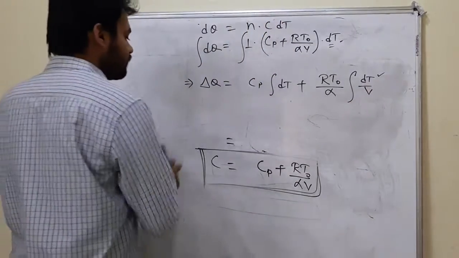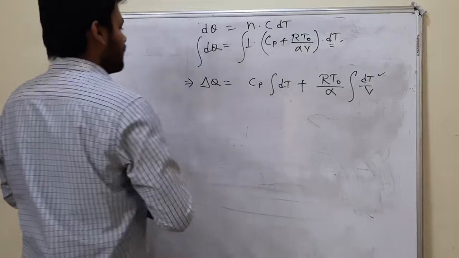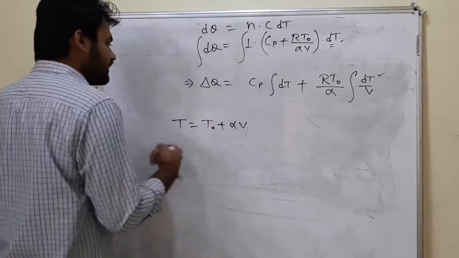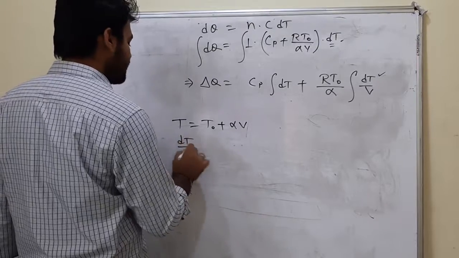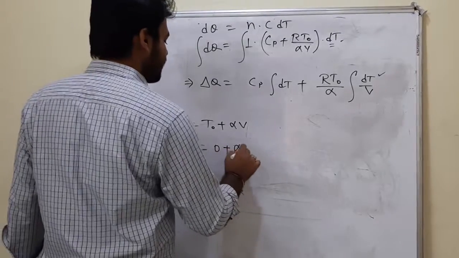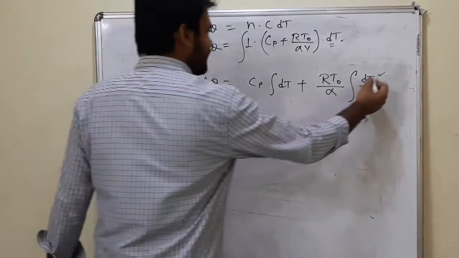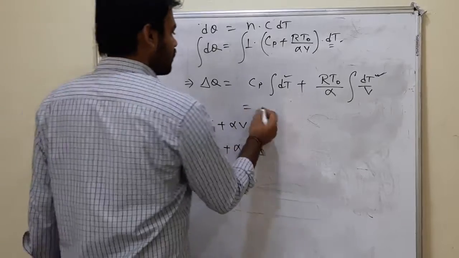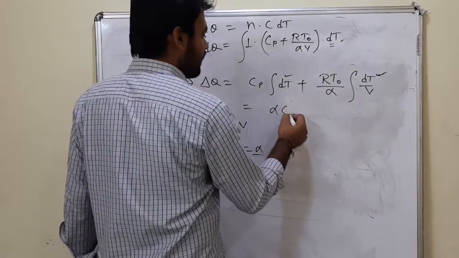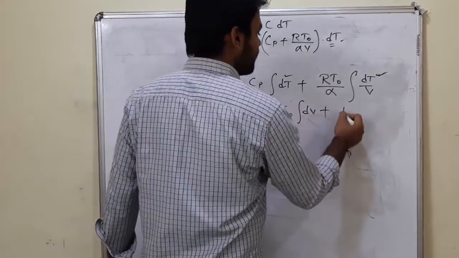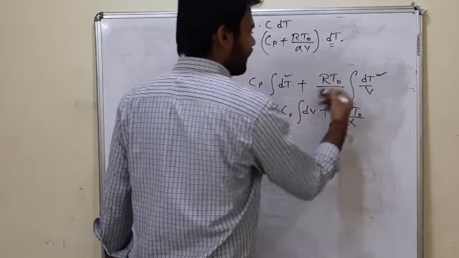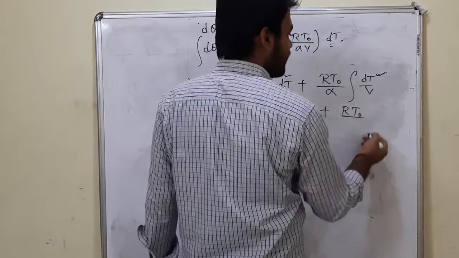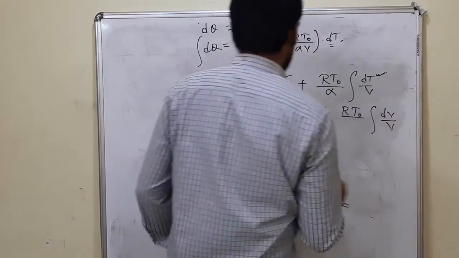How can I do that? So we can see that the process equation was T equals T naught plus alpha V. Now differentiate in terms of volume. So it will be dT by dV equals 0 plus alpha, that is alpha. So we can write dT as alpha times dV here and here. So we can write this as alpha Cp times dV plus RT naught divided by alpha, and it will be what? Alpha into dV. So this alpha, that alpha will cancel out. It will be dV divided by V.